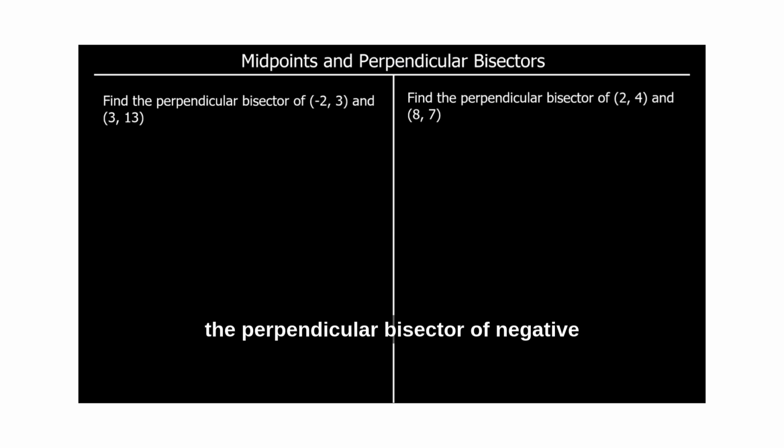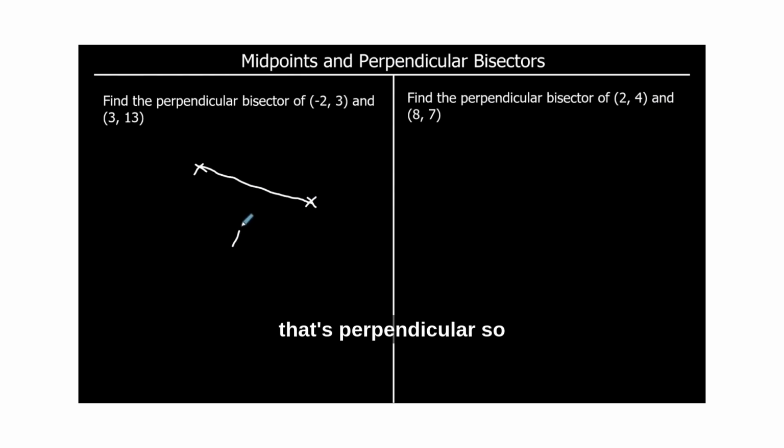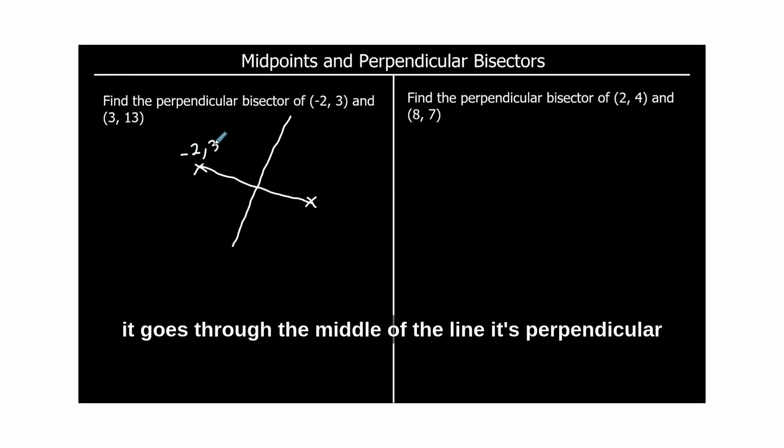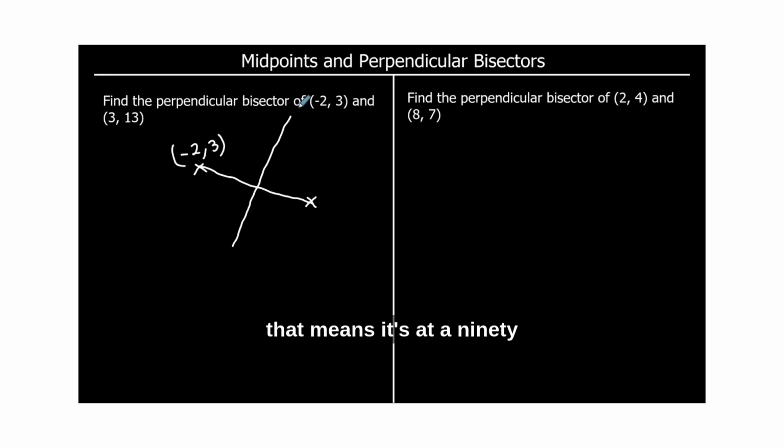Find the perpendicular bisector of negative 2, 3 and 3, 13. So I've got 3, 13, negative 2, 3. A perpendicular bisector is a line that's perpendicular, so it's at a 90-degree angle to this line. And it goes through the midpoint, so it goes through the middle of the line. It's perpendicular, that means it's at a 90-degree angle. And it's a bisector, which means it cuts the line in half.